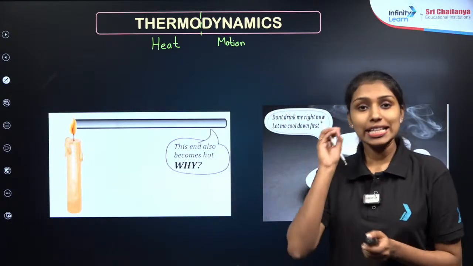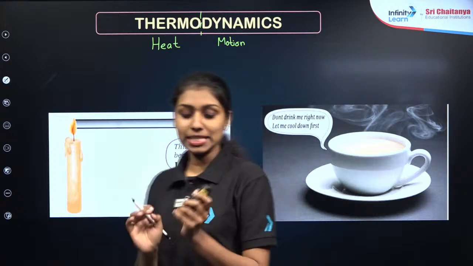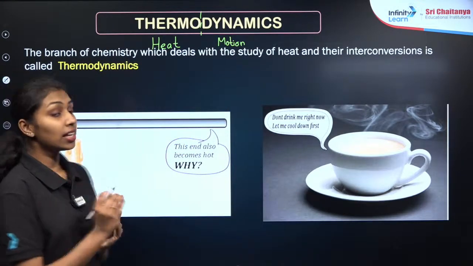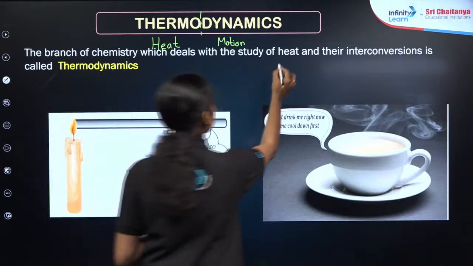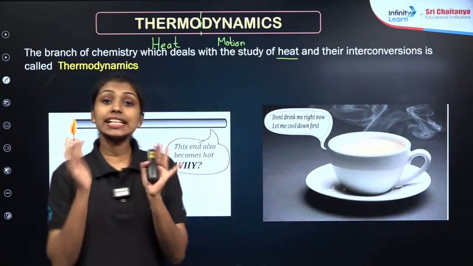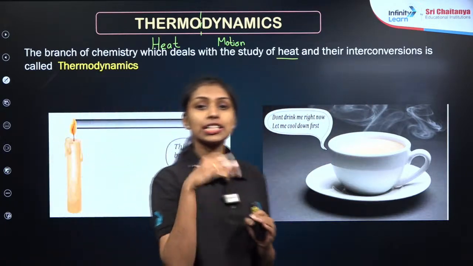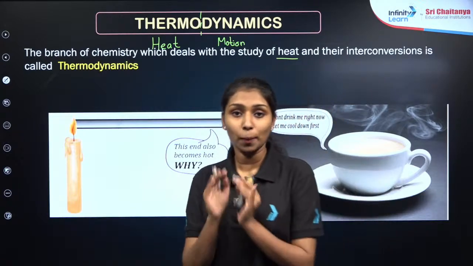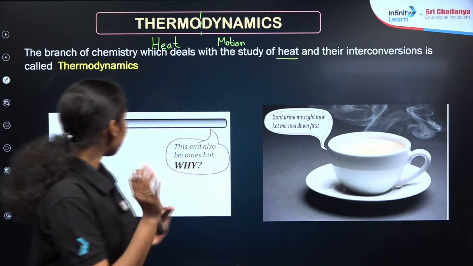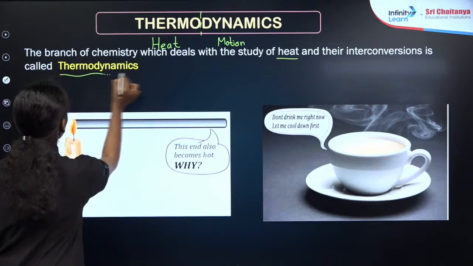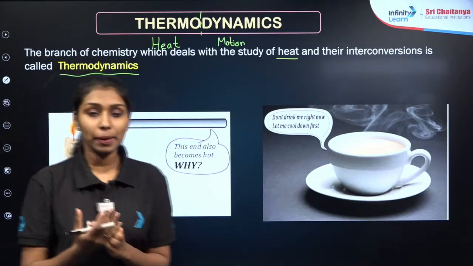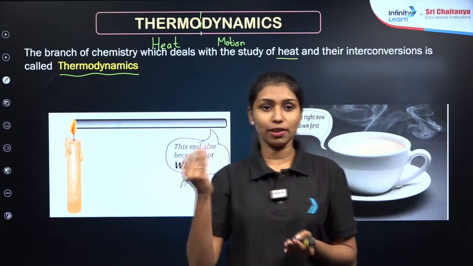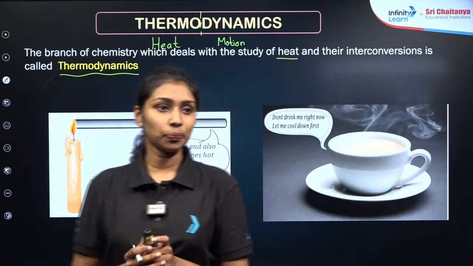Okay, fine. So we can define thermodynamics as the branch of chemistry which deals with the study of heat and its interconversions. We can convert heat into other forms of energy, right? The study of heat and its interconversions is commonly known as the thermodynamics branch. We will be learning thermodynamics in detail in this session, going from the basics to the advanced level. Ready?